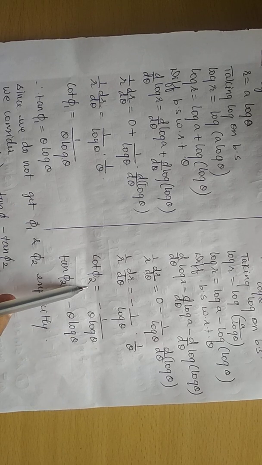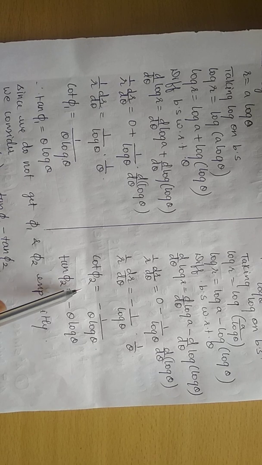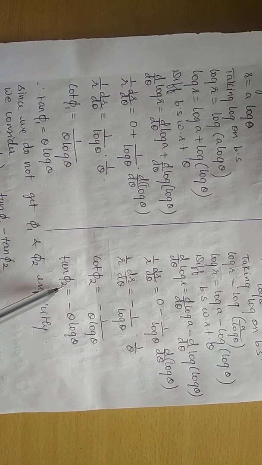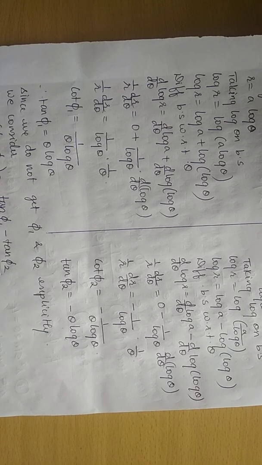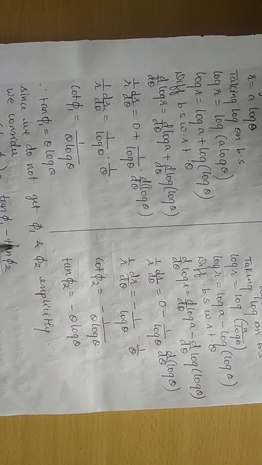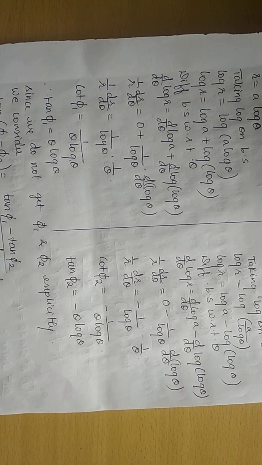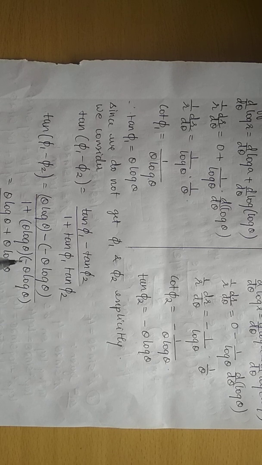Are you getting purely phi 2? No. So in that case, take the reciprocal of this. So tan of phi 2 is equal to minus theta log theta. When we are not getting purely phi 1 and phi 2, you can use an alternate way to find the angle between the two curves, that is phi 1 minus phi 2.